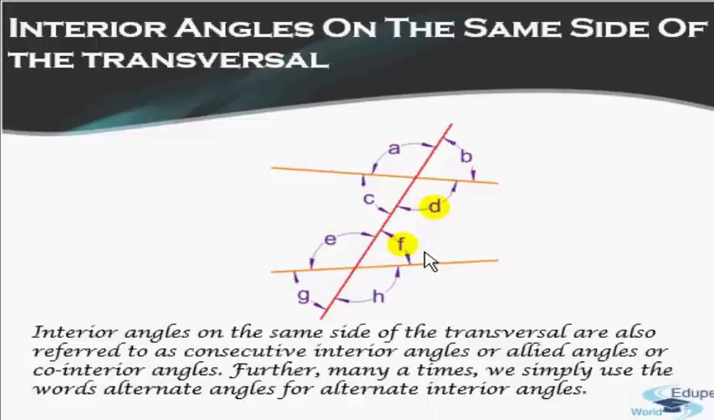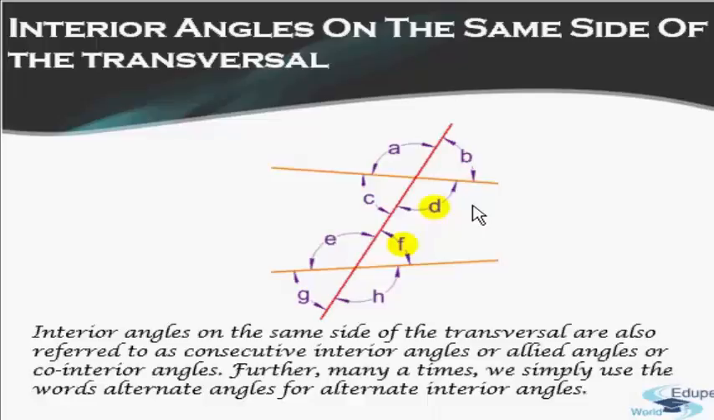So what does this tell us? This tells us that D and F, which are interior angles on the same side of the transversal, not D and E. We know D and E are equal, but what are D and F? What are C and E? We already talked about the alternate interior angles.